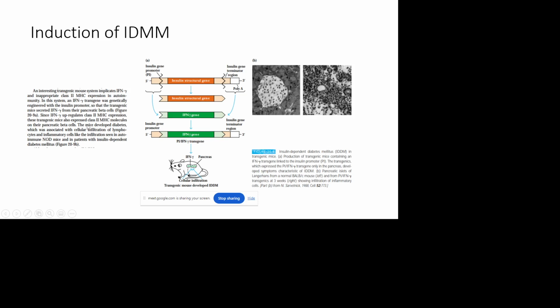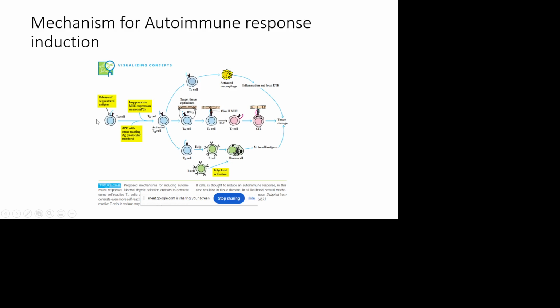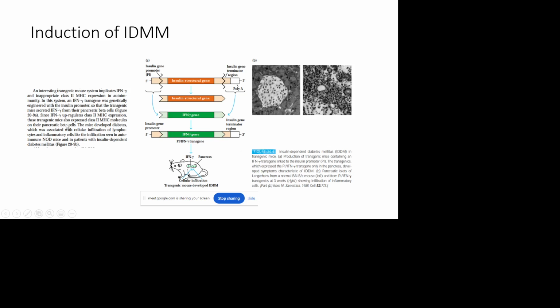So similarly here also, due to this class 2 MHC expression by the pancreatic beta cell, they will activate the helper T cell. Then the helper T cell will in turn, by IL-2, activate the cytotoxic T cell and other lymphocytes, macrophage, B cell, right? So it will finally lead to diabetes because of the infiltration of the lymphocytes in the pancreatic beta cell, right?